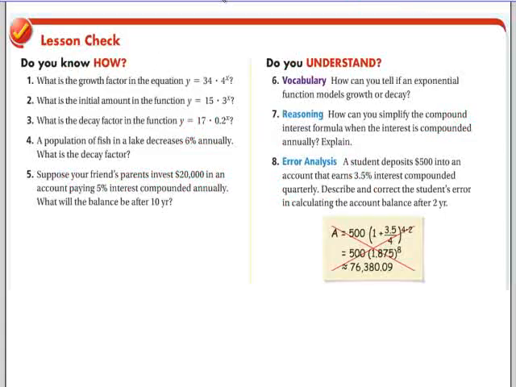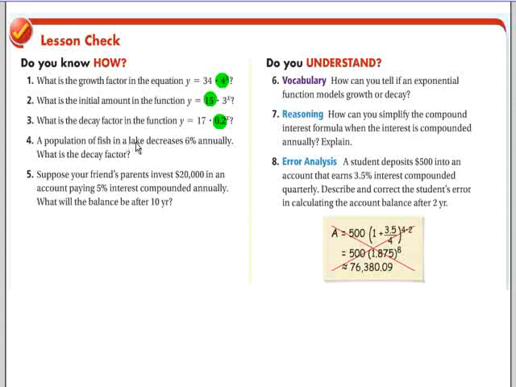Alright, so a couple of review items here. What is the growth factor of the equation? Well, this is A and this is B, so it must be 4. What is the initial value of the function? Well, if this is the growth or decay factor, and that's the exponent, then this must be the initial amount. What is the decay factor? Well, 17 is the A value, so 0.2, and it is a decay factor.